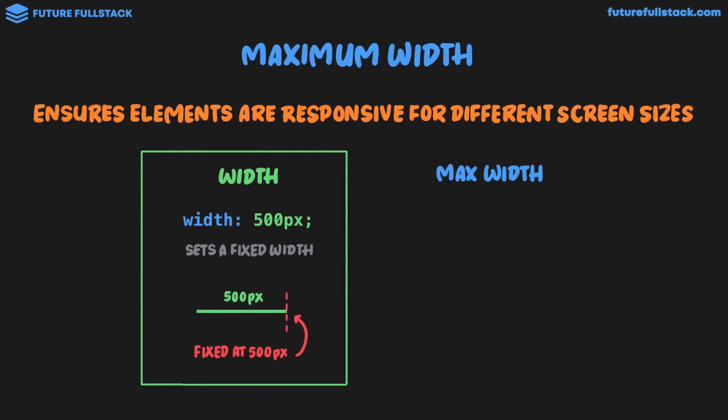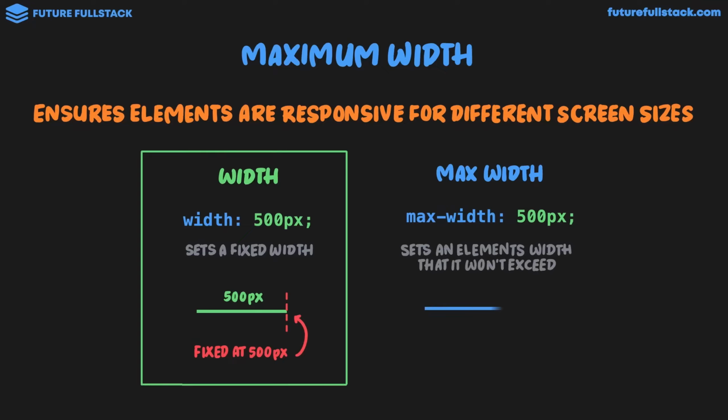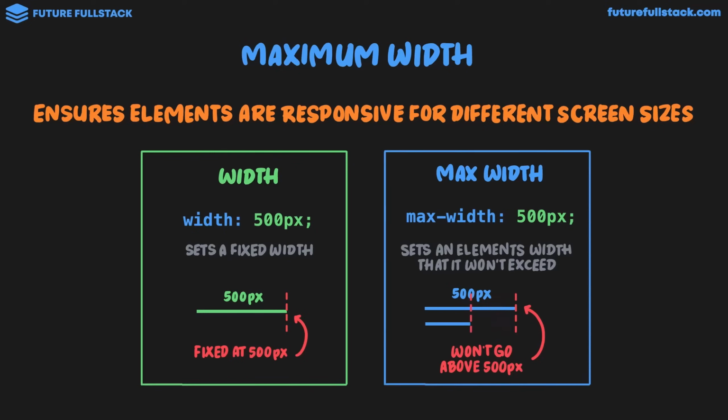Let's now look at max width. The property looks like this, max-width, with a dimension value like 500 pixels. Now this sets an element's width that it won't exceed. So the element could be 500 pixels, which would be the maximum width, and it won't go above 500 pixels. But the major difference between max width and width is that if your browser reduces in width, the element will shrink to less than 500 pixels. So width stays at 500 pixels no matter what the size of the browser, and max width stays at a maximum of 500 pixels, but if the browser reduces in width, so will the element.